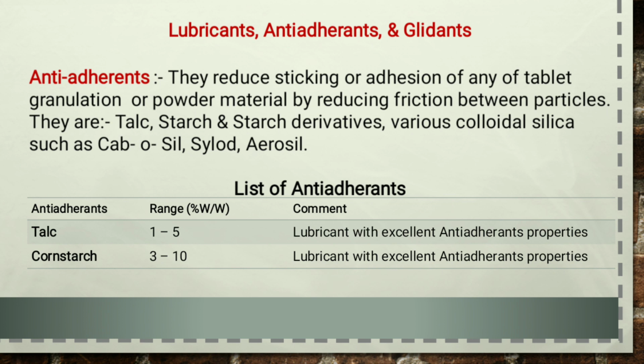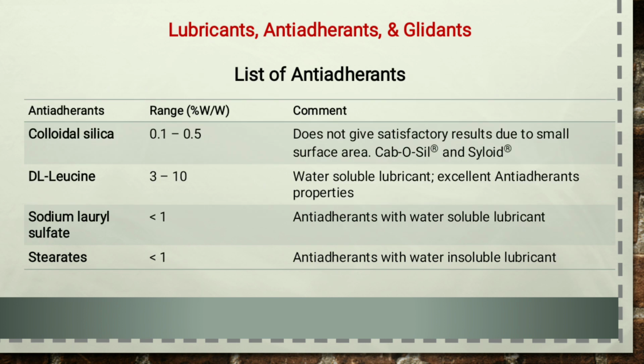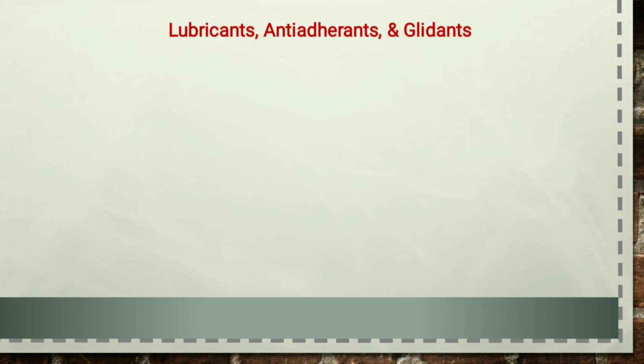Then the various agents which are generally used are talc in the range of around 1 to 5% weight by weight, cornstarch in the range of 3 to 10% weight by weight. Further, colloidal silica in the range of around 0.1 to 0.5% weight by weight, DL-leucine in the range of around 3 to 10% weight by weight, SLS less than 1% weight by weight, and stearates less than 1% weight by weight are used as antiadherents generally.